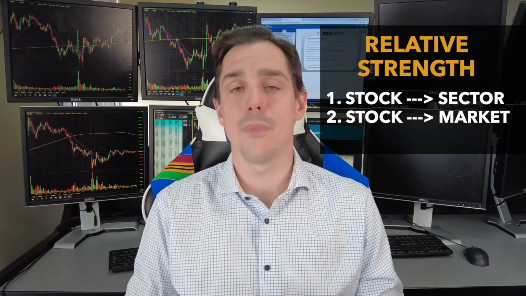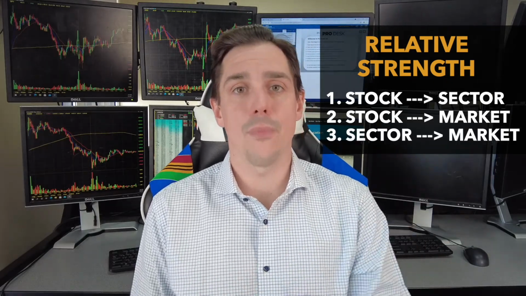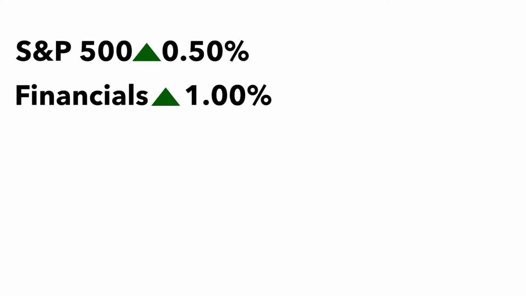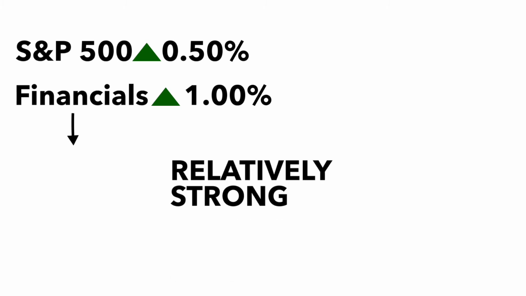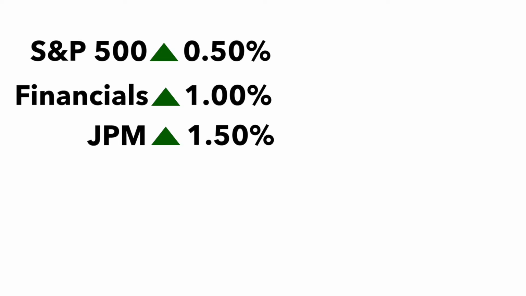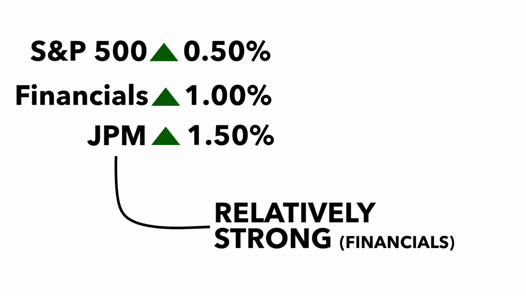So first of all, what is relative strength? What is relative weakness? You can have relative strength between a stock and its sector, a stock and the market, or between a sector and the market. For example, today maybe the S&P 500 is up 0.5%, but you're looking at financials and they're up a full percentage point. We would say that financials are relatively strong compared to the market. And now maybe amongst those financial stocks, JP Morgan is up 1.5%. So we would say JP Morgan is relatively strong for the financials. So I've got a sector that's relatively strong compared to the market, and a stock that's also relatively strong compared to its sector.